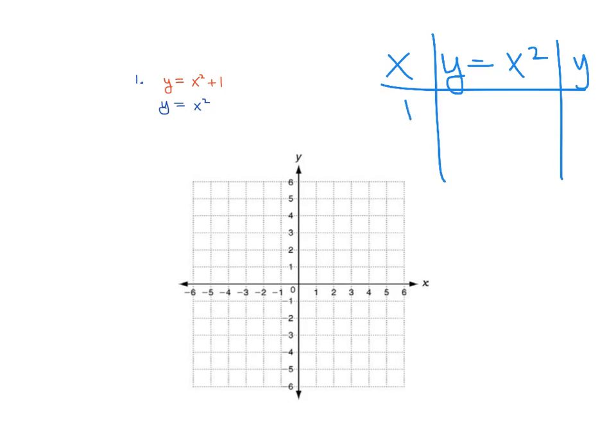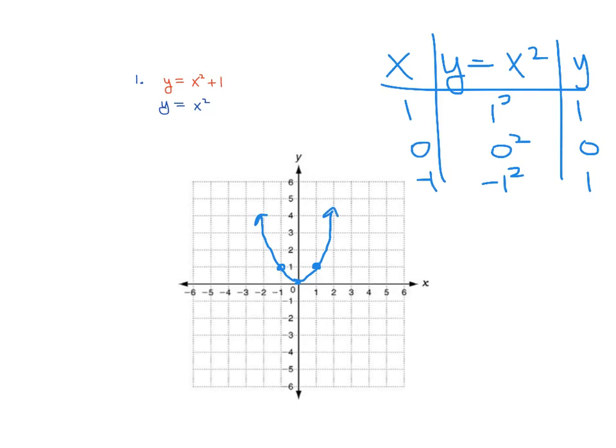So if we plug in 1, 1 squared is 1; 0, 0 squared is 0; negative 1, negative 1 squared is 1. So my table of values for the squared function is going to be 0, 0; negative 1, 1; and 1, 1. And you make your U shape.